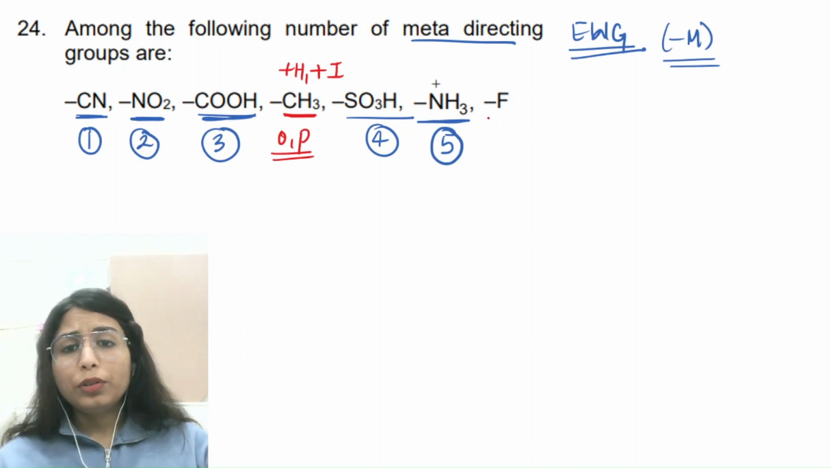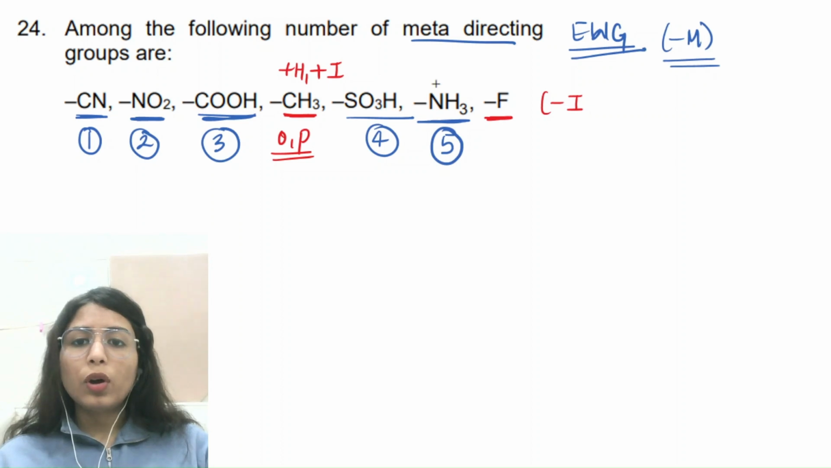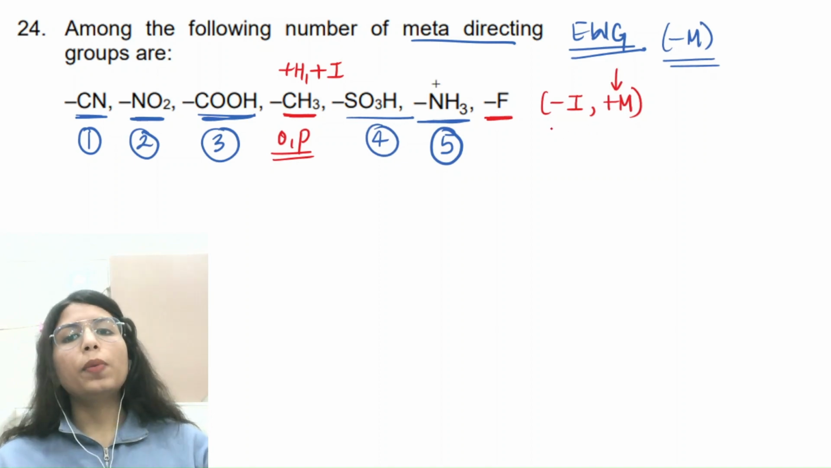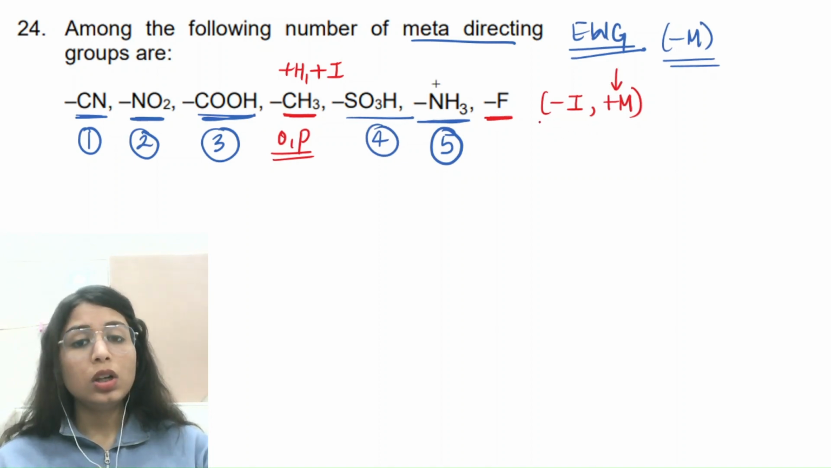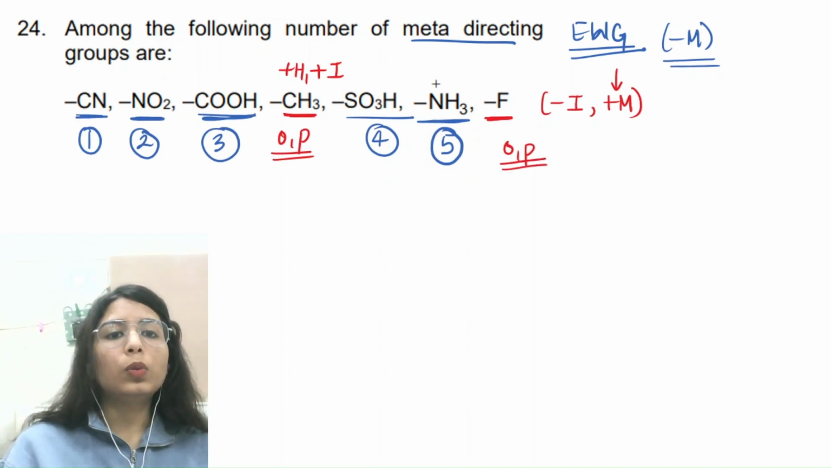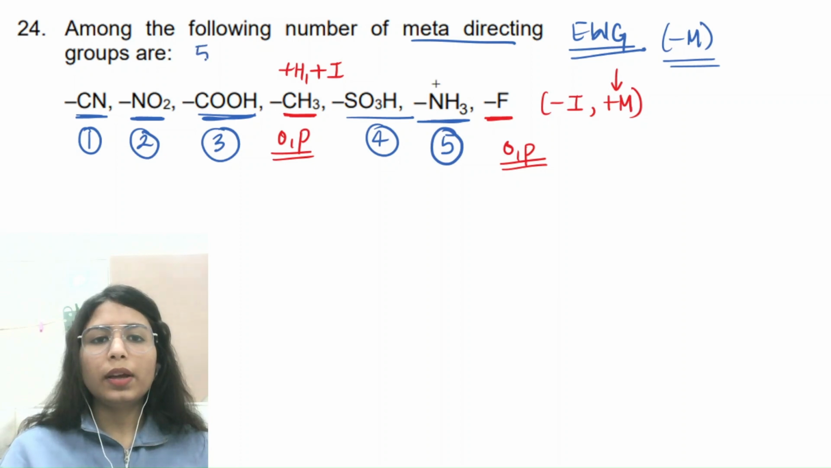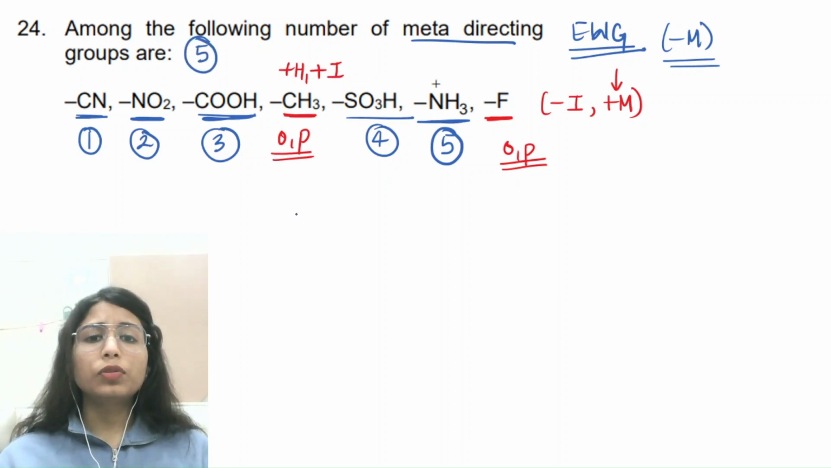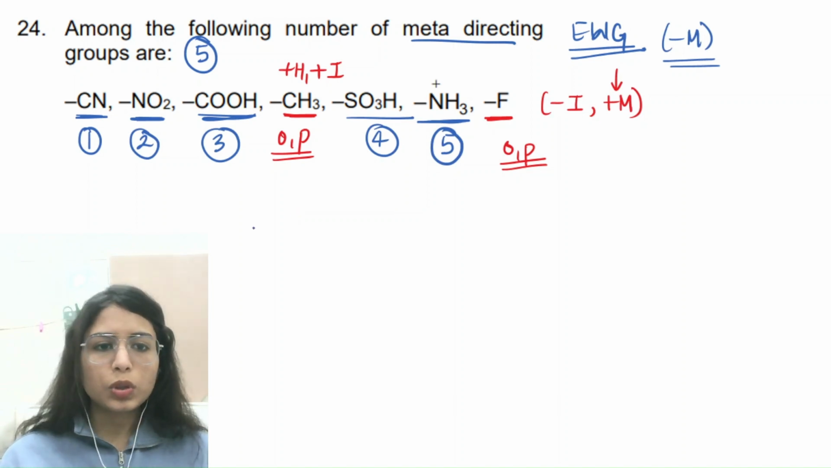But if I talk about fluorine, then all the halogen atoms withdraw the electron through -I, but they donate the electron through +M. And since the mesomeric effect is dominant in nature, they are ortho-para directing in nature, which is why the answer would be 5. Okay, so here the answer is going to be 5 because of the nature of meta-directing groups. I hope you understood this question.